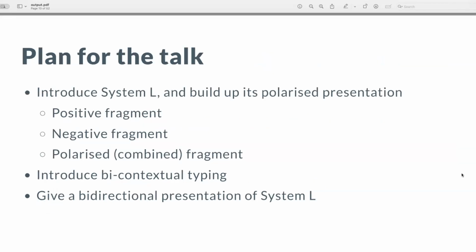So, plan for the talk. We will introduce System L and show a few fragments of it: the positive, the negative, and the combined. I'll talk about bi-contextual typing, and then I'll present System L in a bidirectional way.